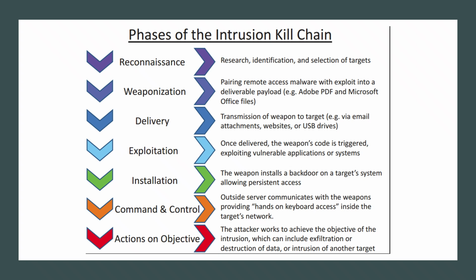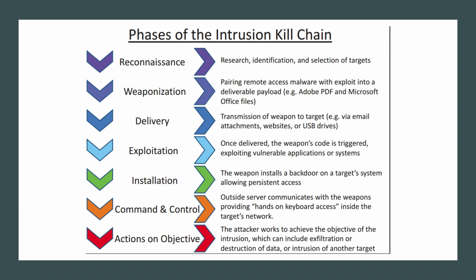The Cyber Kill Chain, developed by Lockheed Martin, is a structured framework that outlines the sequential stages of a cyber attack from an adversary's point of view. Its purpose is to help security teams understand, detect, and disrupt attacks before they succeed. It consists of 7 phases.